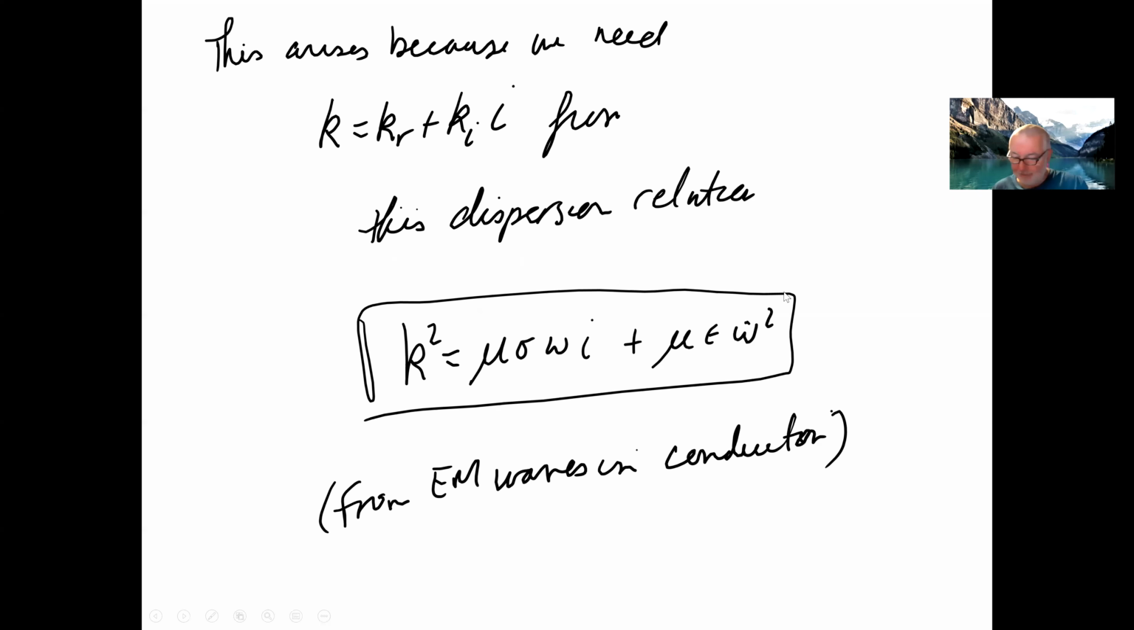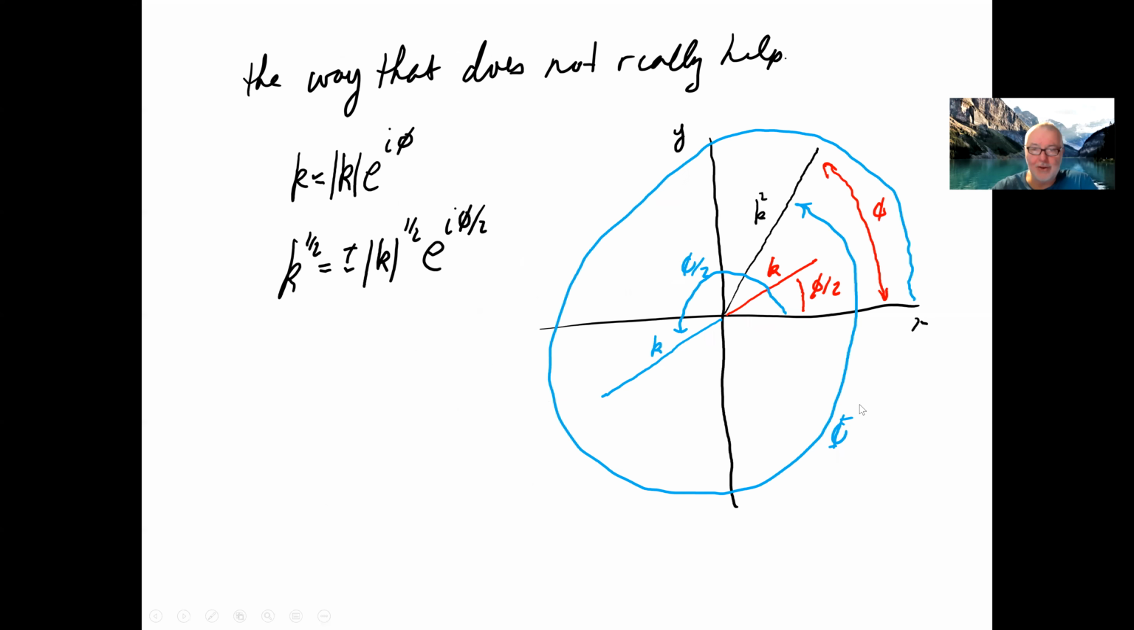so what I'm doing here arises because we have this complex wave number equals k real plus k imaginary times i from this dispersion relationship that we went through today, which arises from electromagnetic waves propagating in a conductor. And so what I want to do to get the wave number is take the square root of that number. There are two ways that I can do it.